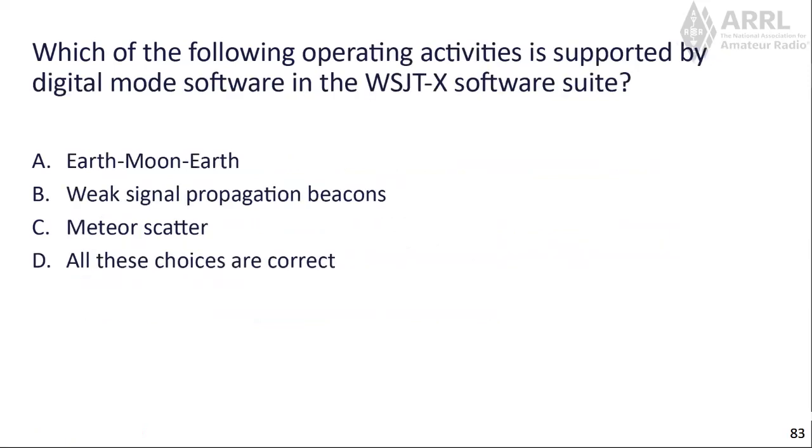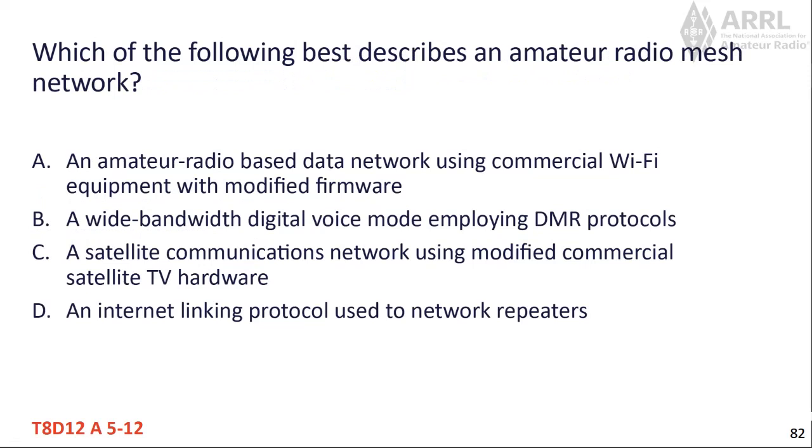Okay, that is back up. Let's look at the answer to that question. That was number A, an amateur-based data network using commercial Wi-Fi equipment with modified firmware. Remember some of those words. You're going to see them again.